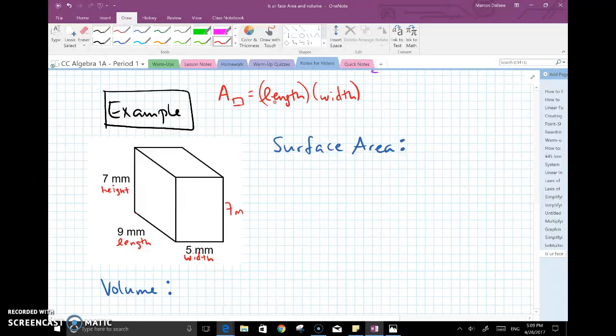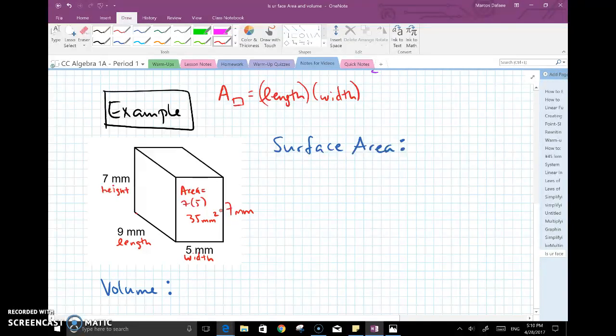And in this case, we might have to do that because 7 millimeters is the height of this face right here. Okay, so we're going to replace length with height in this case. So the area of this will be 7 times 5. That's 35 millimeters squared.